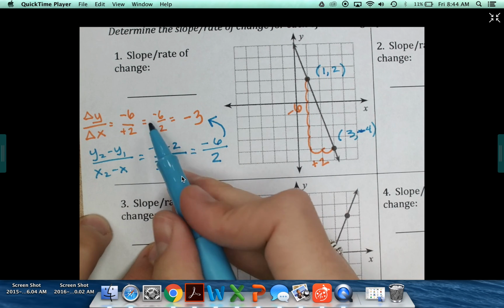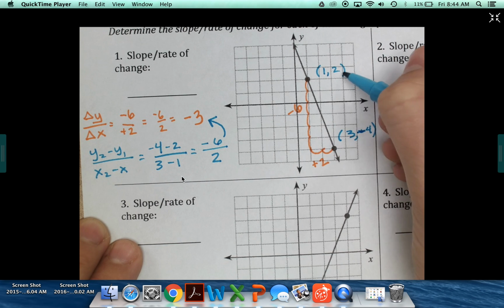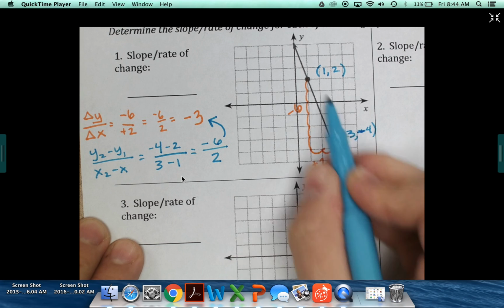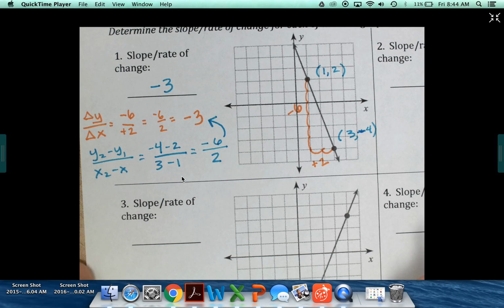Okay, it doesn't matter which way you do it as long as you're taking your change in your y's, okay, over your change in your x's. You'll still get a rate of change or a slope of negative 3.